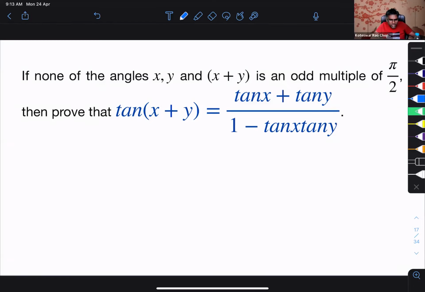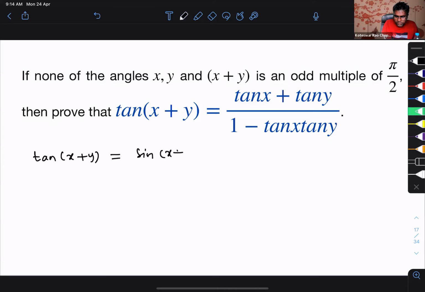It's not hard. See, how can you express tan in terms of sine and cos? Sine by cos, right? So that's all you need. So tan of x plus y is sine of x plus y by cos of x plus y, right? Now, if you go back, we have these results, sine of x plus y and cos of x plus y.